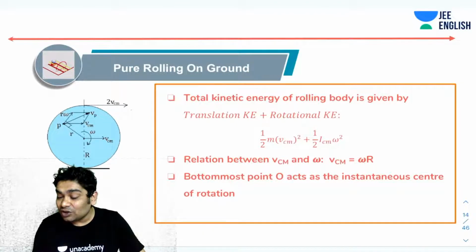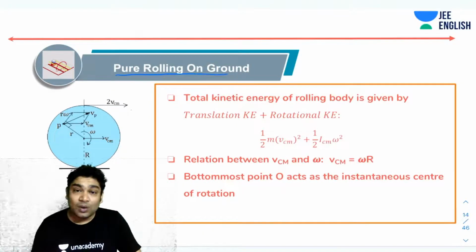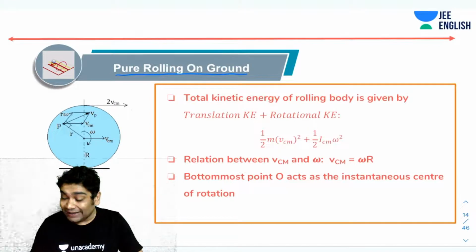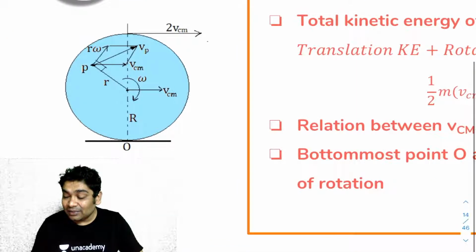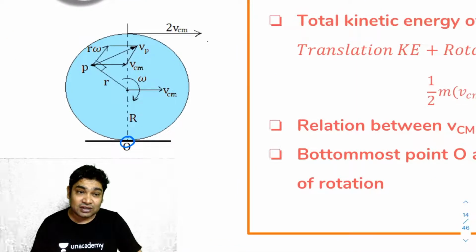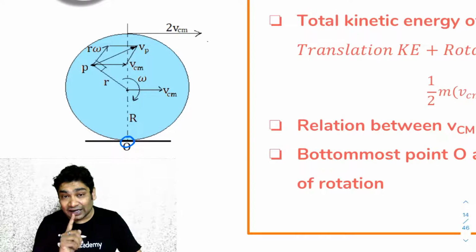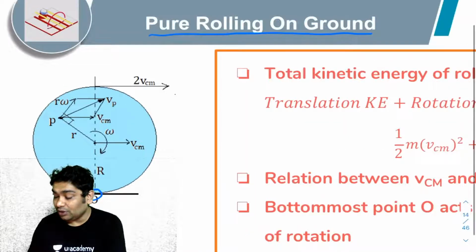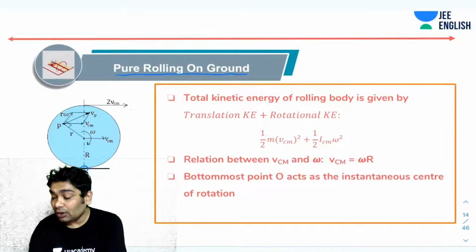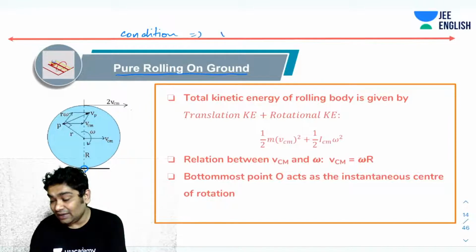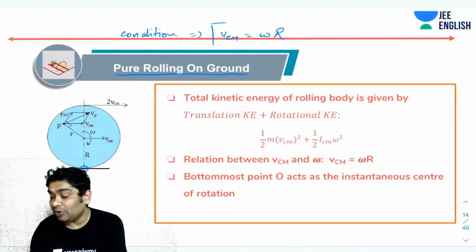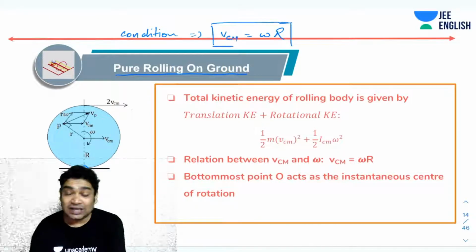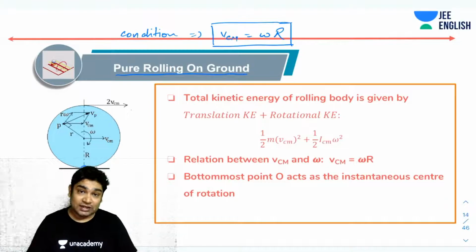Now, let's focus on pure rolling on ground. I said when an object is doing pure rolling on the ground, what that means is that this contact point of the object remains stationary with respect to ground, which means the velocity of this point with respect to the ground is zero. I hope you remember the condition for that. The condition was that VCM would be equal to omega times R. This was the condition of pure rolling on the ground. This ensures that the speed of the point O is zero instantaneously.